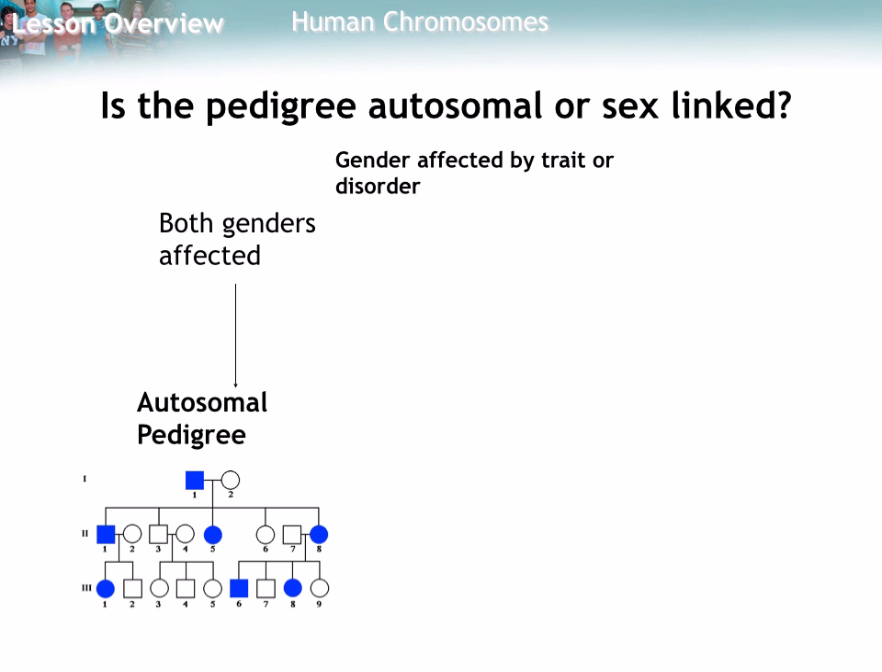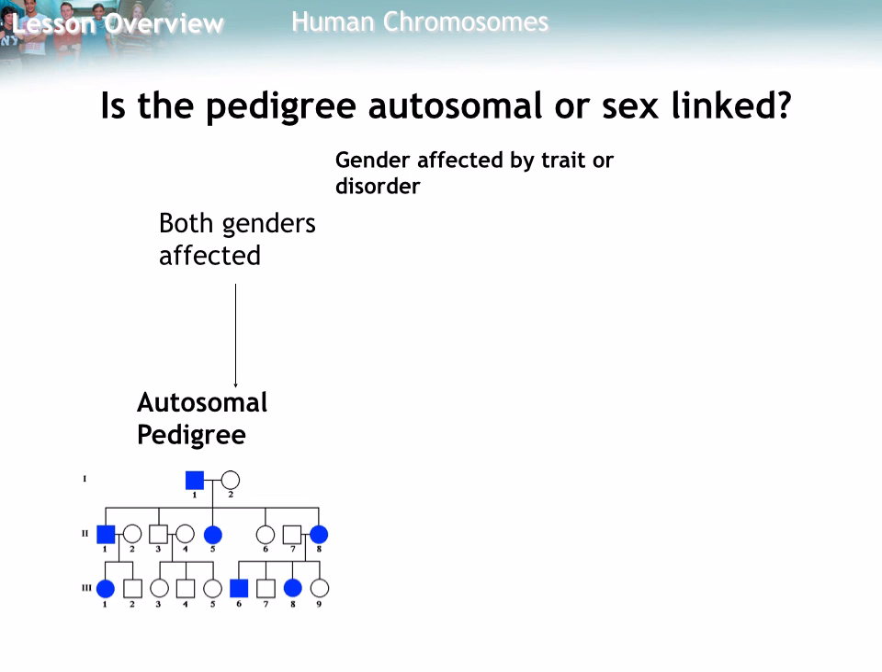Now, take a look at this pedigree. If you count out how many men are affected, there should be 3 men that are affected because there are 3 squares that are shaded in. At the same time, there are 4 women that are affected by this trait. You know that because there are 4 circles that are shaded in. So there's about equal amounts of men and women being affected by this trait. Knowing that, that is an autosomal pedigree.